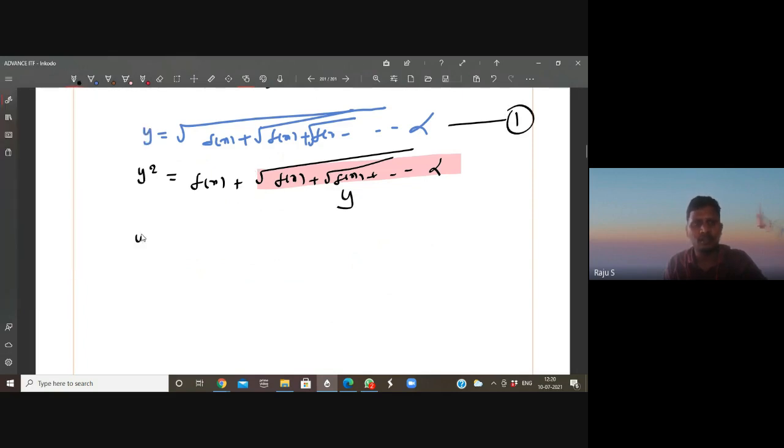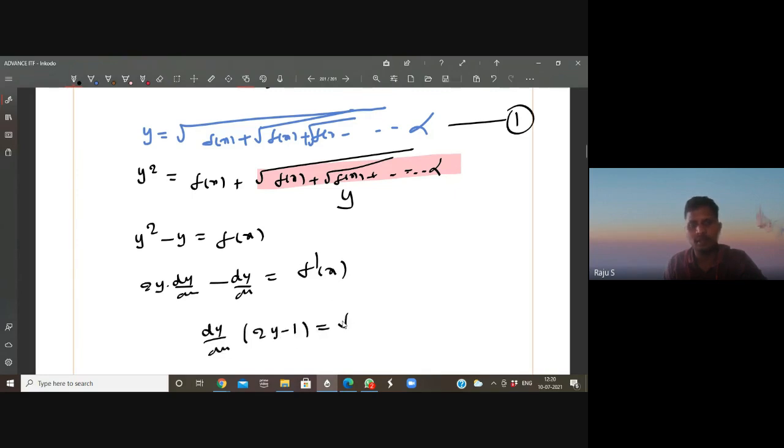Yes, we can write. So y square, take this plus y to the left side, minus y is equal to f of x alone on the right side. What I have done is squaring on both sides, and we are getting f of x. The remaining value is clearly y, because it is an infinite series. If it is finite, you should not write it as y. Whenever it is infinite, only then can you write y. Now differentiate: 2y dy by dx minus dy by dx is equal to f dash of x. So take dy by dx common: dy by dx into (2y minus 1) is f dash of x.